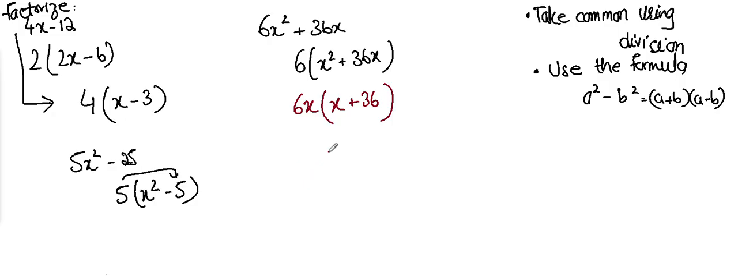One more example. 7x squared minus 63x. Any ideas?